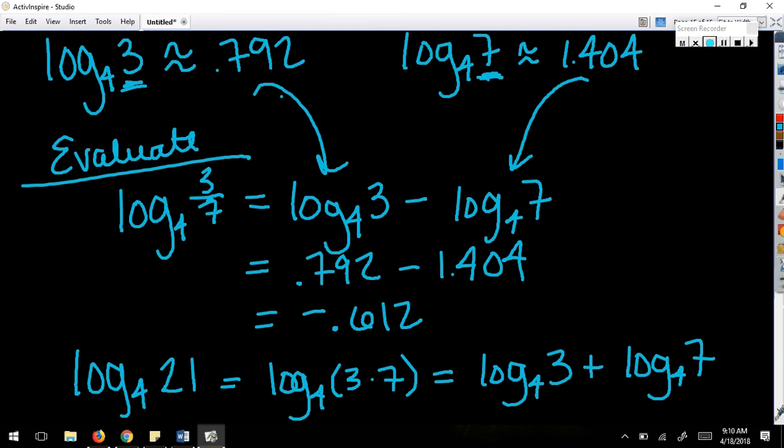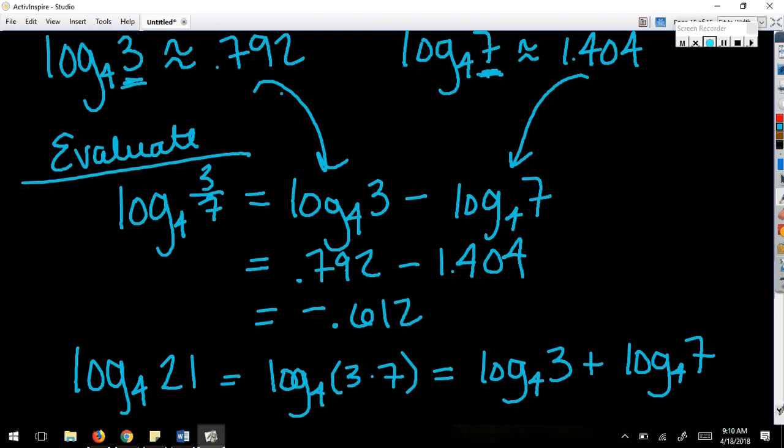So then, of course, I could sub these values in. 0.792 plus 1.404, and whatever that would come out to be. All right. Like all these different ones, this is all expanding and condensing, all called the same thing.